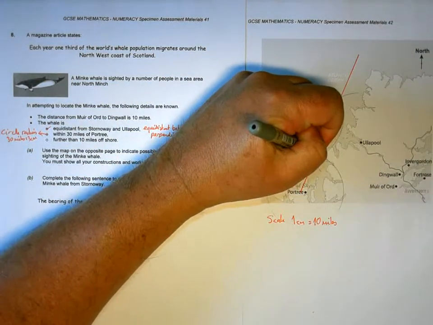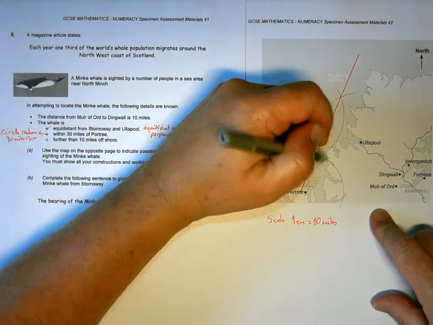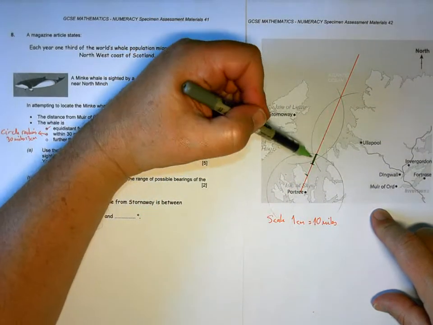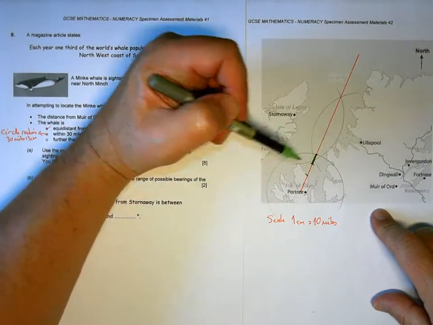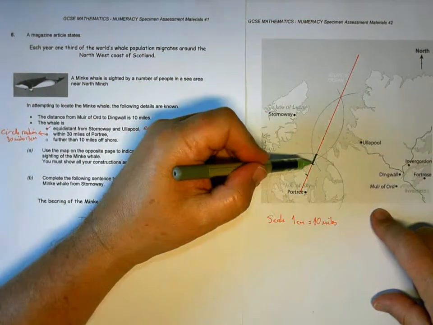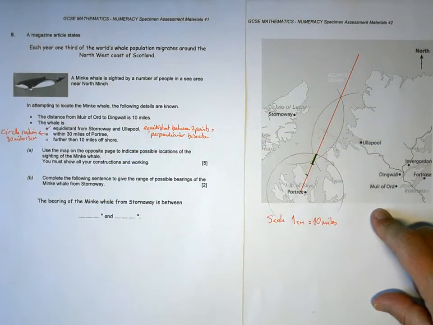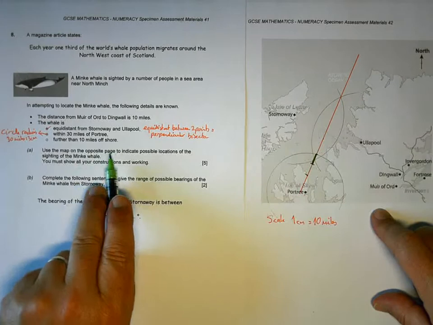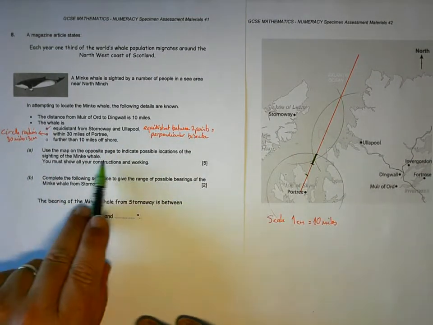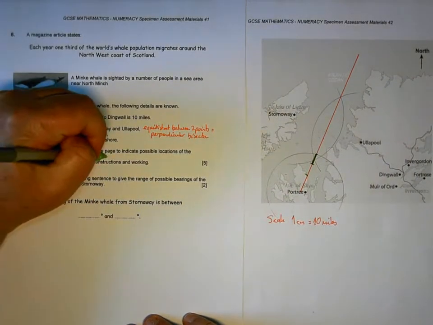So the actual range that the whale could be in is this green section here. On that green line, we are equidistant from Stornoway and Ullapool. We are within 30 miles of Portree, and we are further than 10 miles offshore. So the only place that whale can be is on that green line. So that indicates the possible locations.